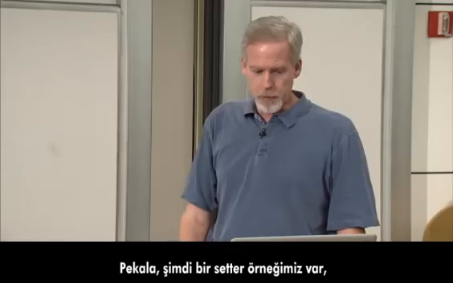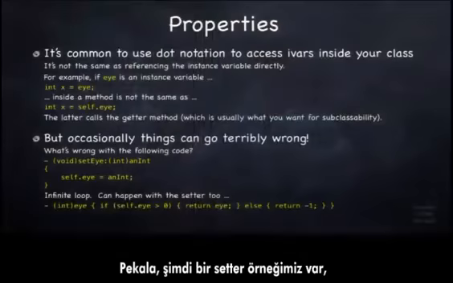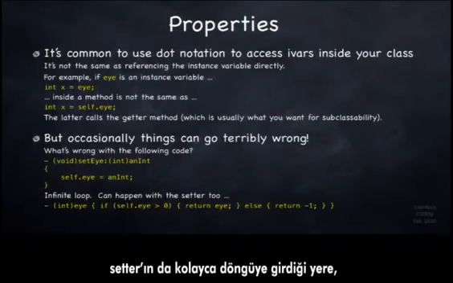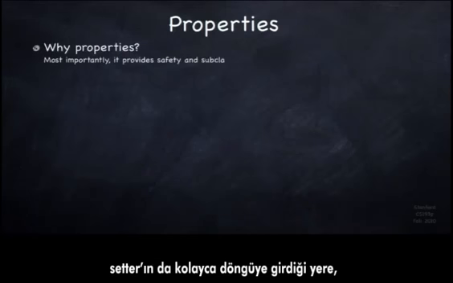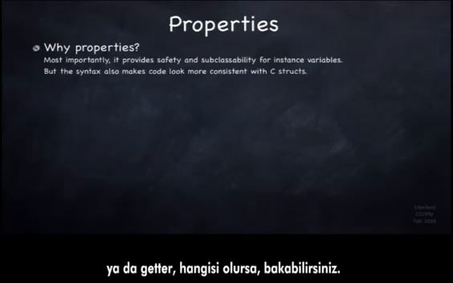All right. Here's an example of the setter one. You can look at your leisure where the setter can also easily loop, or the getter, whichever one that was.